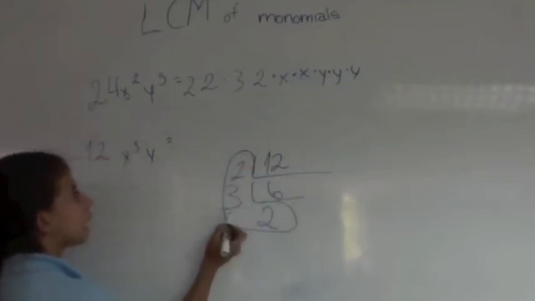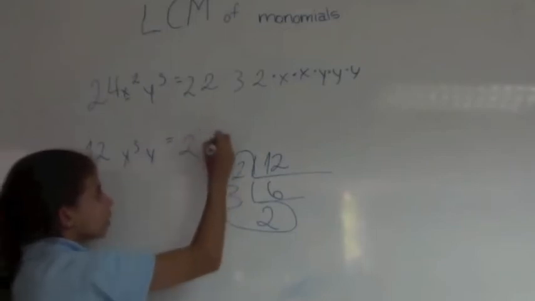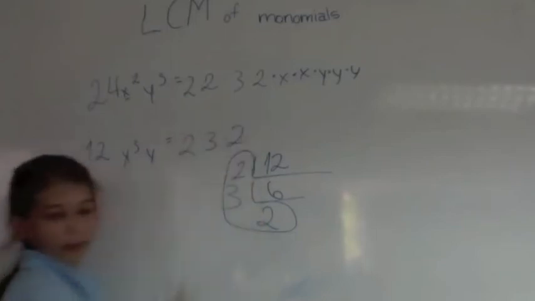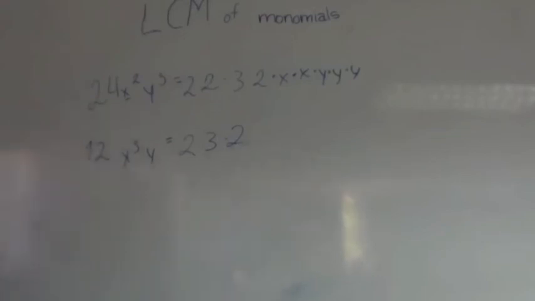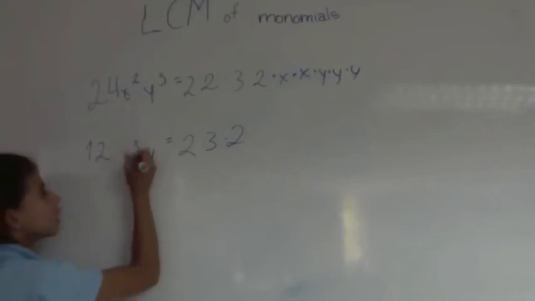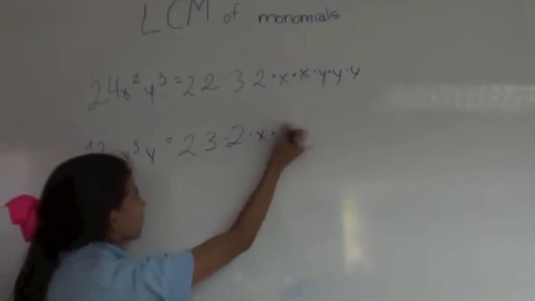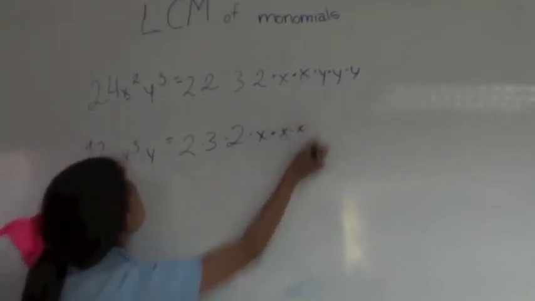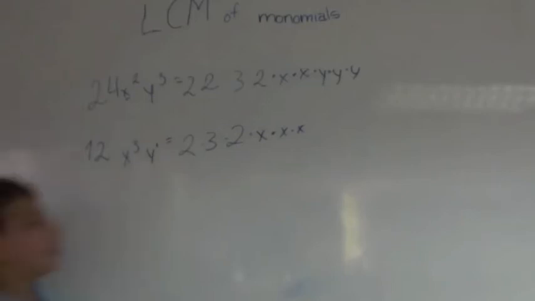Now once again, we apply this into our problem. 2 times 3 times 2. And now, once again, we move on into our variables and exponents. X is to the third power, so we're going to have to write x 3 times: 1, 2, and 3. Now we can see that y is a little loner and is going to be once.